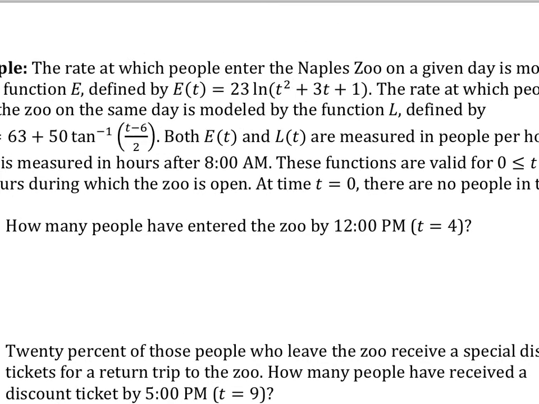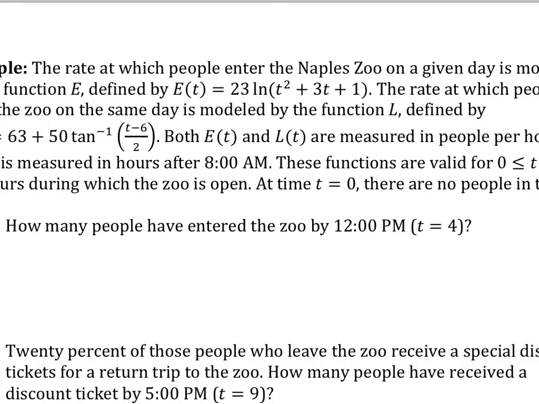The rate at which people enter the Naples Zoo on a given day is modeled by the function E. The rate at which people leave the zoo is modeled by function L. Both E and L are measured in people per hour, and time is measured in hours after 8 a.m. These functions are valid for t from 0 to 12, the hours during which the zoo is open. At t equals 0, there are no people in the zoo. How many people have entered the zoo by 12 p.m.?